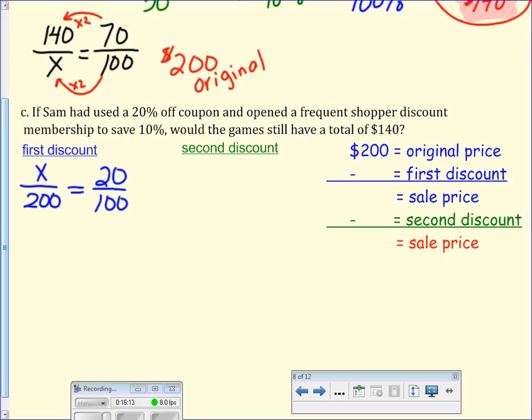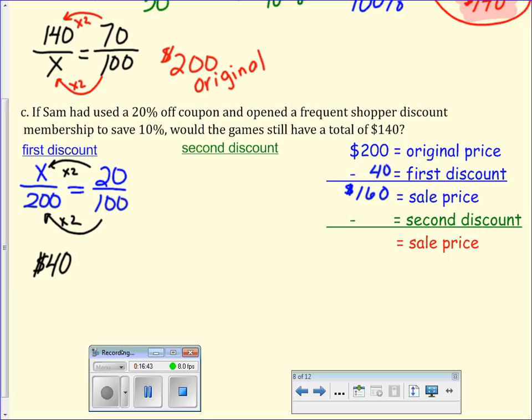So now, times 2, times 2. So the first discount, they're taking off $40. So I'm going to come over here to the right. If $200 was the original price, the first discount, they took off $20, times 2, $40. So the sale price after the first coupon is $160.